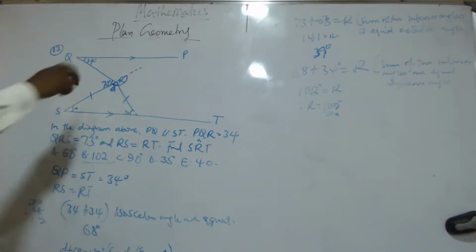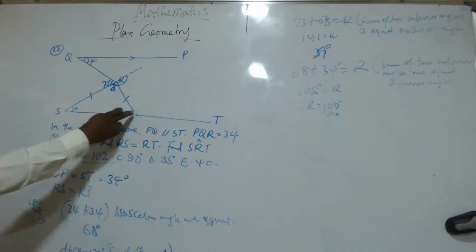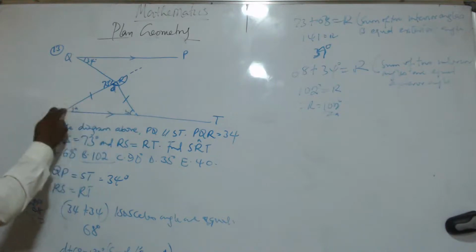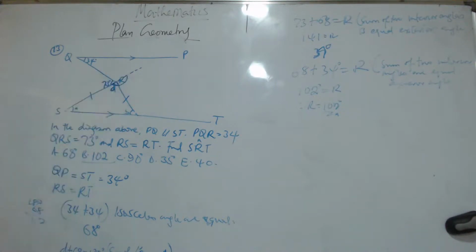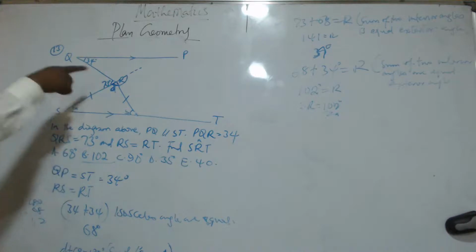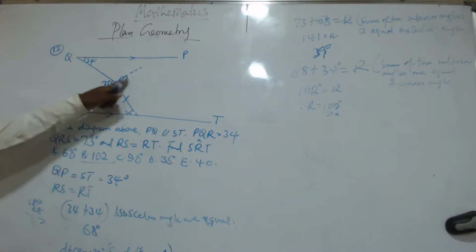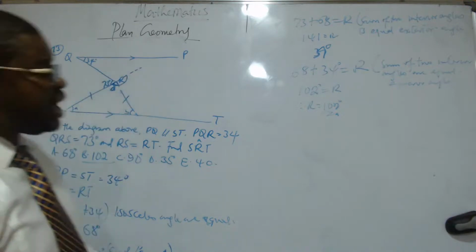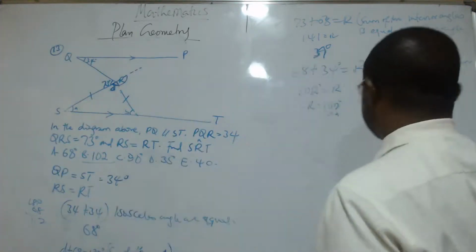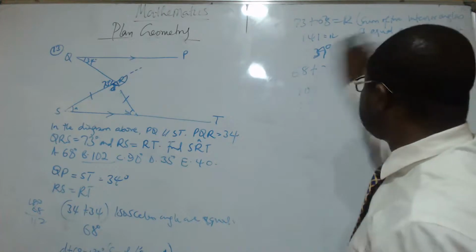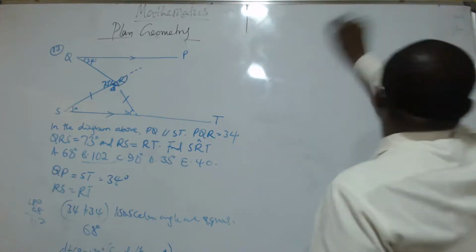To get this angle, the addition of two interior angles will give us the exterior angle. So 34 plus this 68 will give us that angle, which is the angle we are asked to find. That will solve to get 102 degrees. And that is the answer to that question.